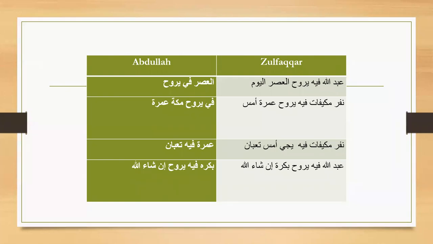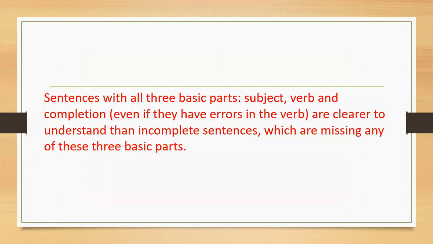And this means something really, really important. It's actually deceptively simple. You might think it's easy, it's common sense, but it's not really common at all. Not many people think at that level. And that is sentences with all 3 basic parts: the subject, the verb, and the completion. Even if the sentence has errors in the verb, sentences with all 3 parts are clearer to understand than incomplete sentences which are missing any of those parts. It's a common sense idea, but in reality, the vast majority of our students don't know that reality.